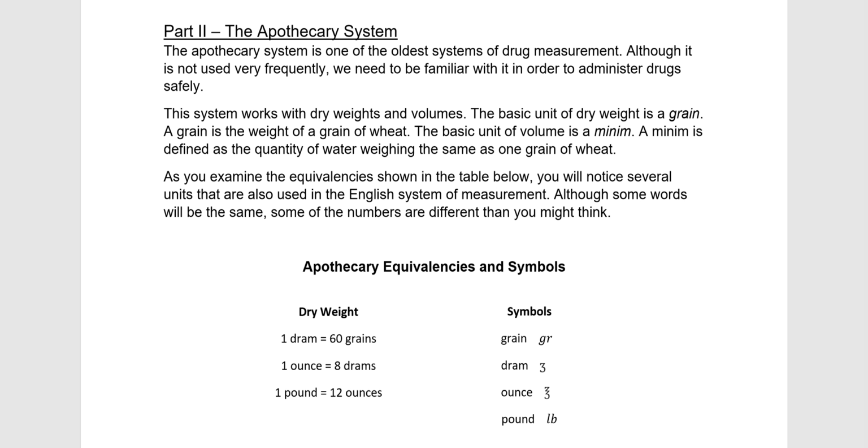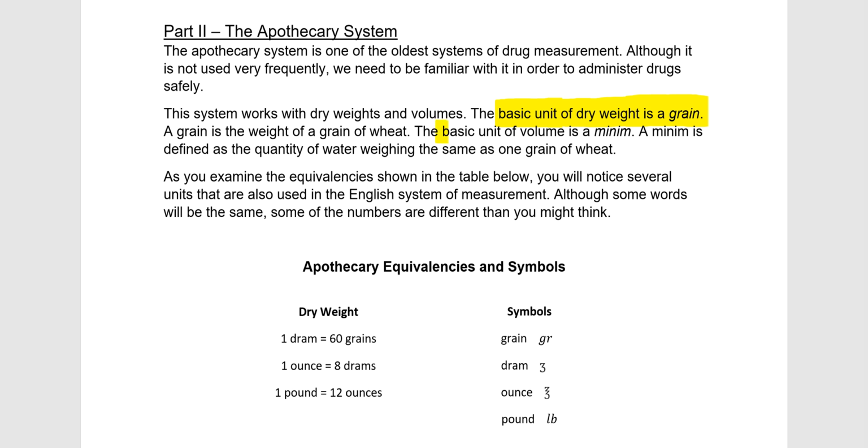So the apothecary system is one of the oldest systems for drug measurement. It's not used very often, but obviously let's get familiar with it just in case. So the system is going to work with dry weights and volumes. So the basic unit of a dry weight is going to be called a grain. And a grain is going to be the weight of a grain of wheat. So you can see how old this probably seems.